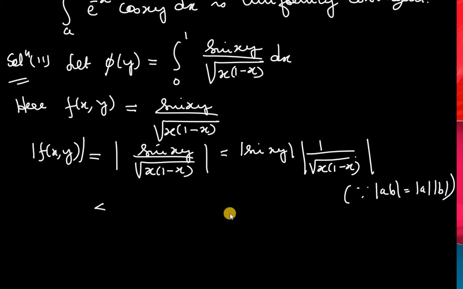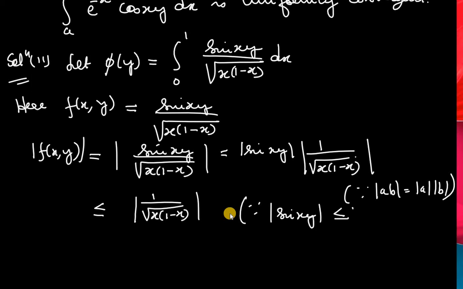Now this will be less than or equal to 1 times mod of 1 by square root of x into (1 minus x). Why? Because modulus of sine xy is always less than or equal to 1, just like in the case of modulus of cos xy.